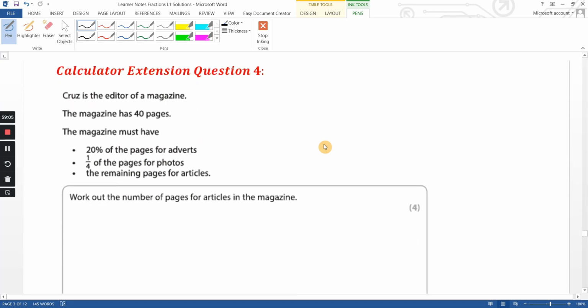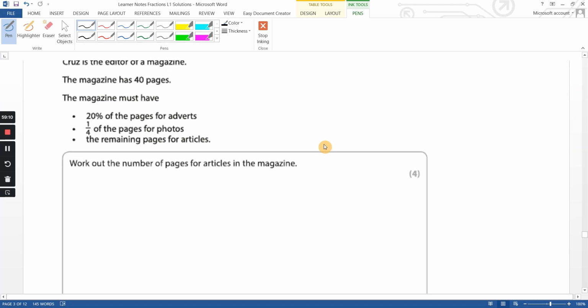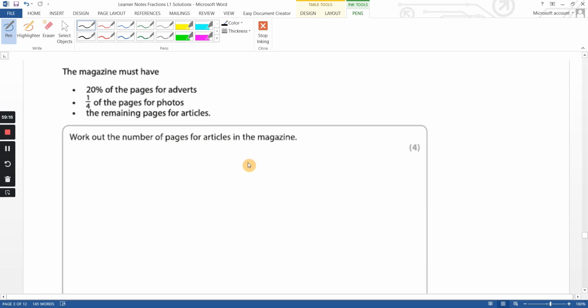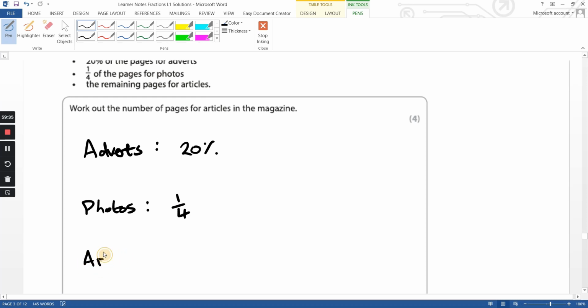Cruz is the editor of a magazine. The magazine has 40 pages. It must have 20% of the pages for adverts, a quarter of the pages for photos, and the remaining pages for articles. Work out the number of pages for articles. So again, let's put adverts, so that's 20%. Photos, a quarter. And the articles are the remaining pages, or the rest. Let's put the rest for that for now.